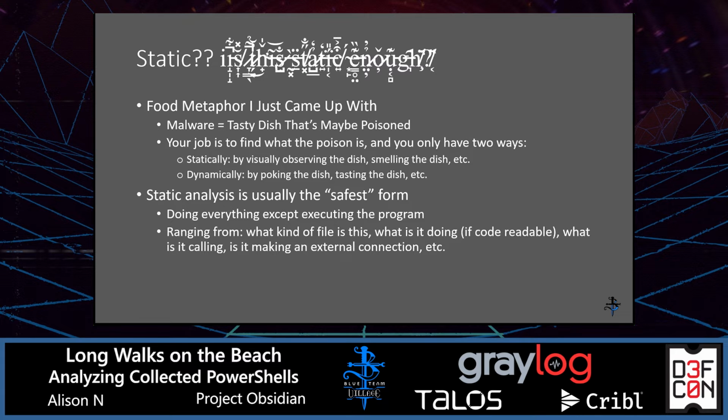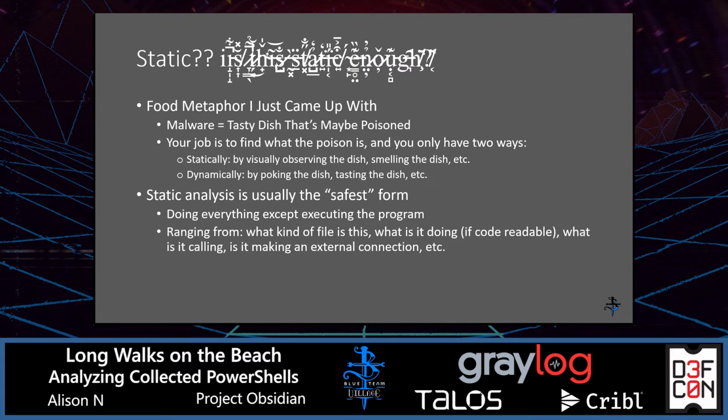So back to actual malware programs, static analysis is usually regarded as the safest form, since it's doing everything except executing the program. It can be things like, what kind of file is this? Is this a Word document or an Excel document, or a PowerShell script, or a portable executable, a Windows executable? What is it doing if it's code readable? In the case of PowerShell, can we see what it's doing immediately? Do we have to do a little more deobfuscation to see what it's doing? Maybe it's calling out to something.